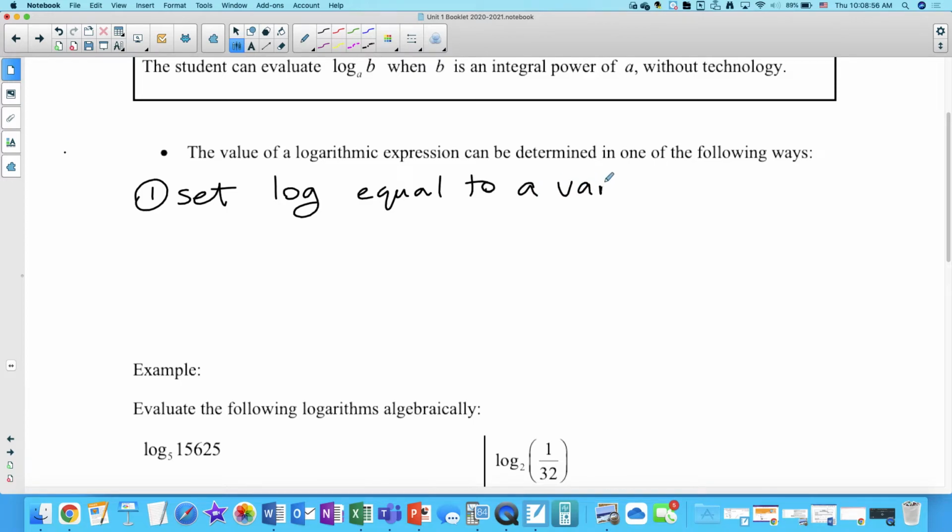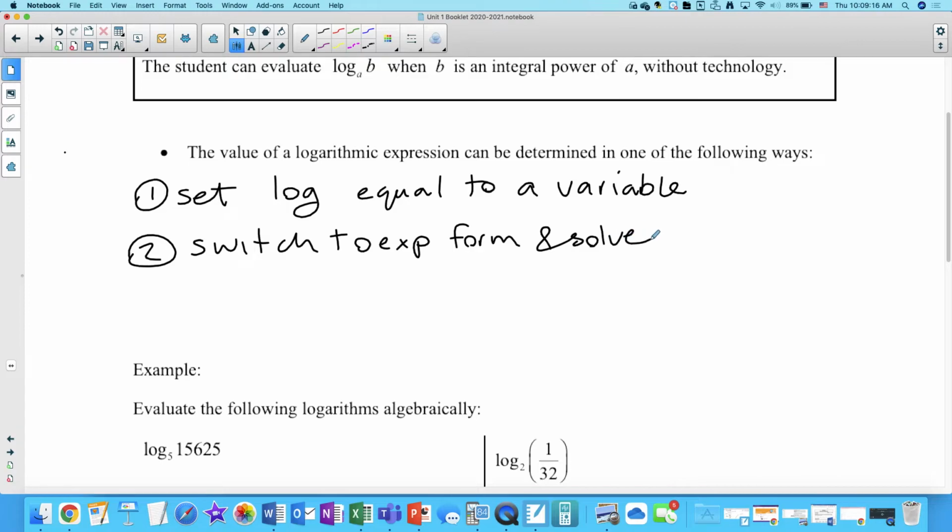Okay. And then once we have that logarithm equal to something, we can switch to exponential form and solve the exponential equation, which we just spent some time doing this week, right?